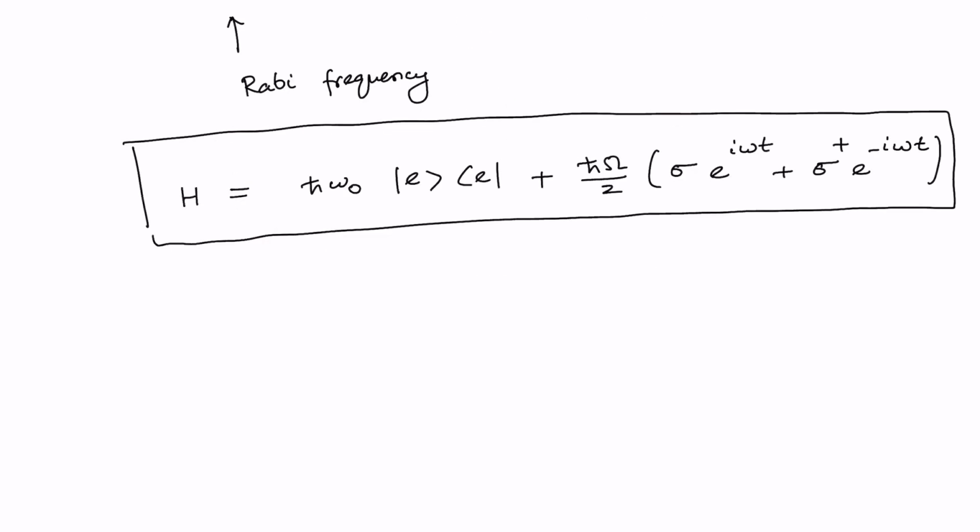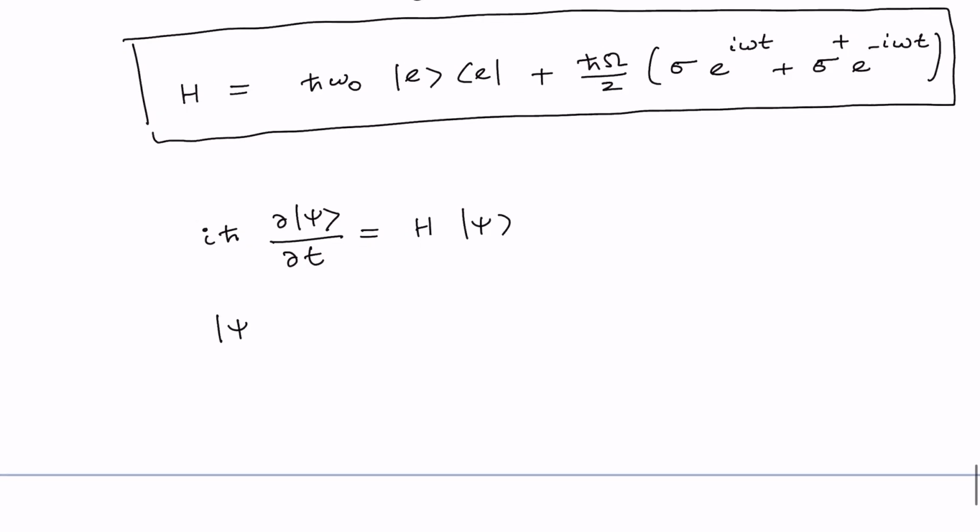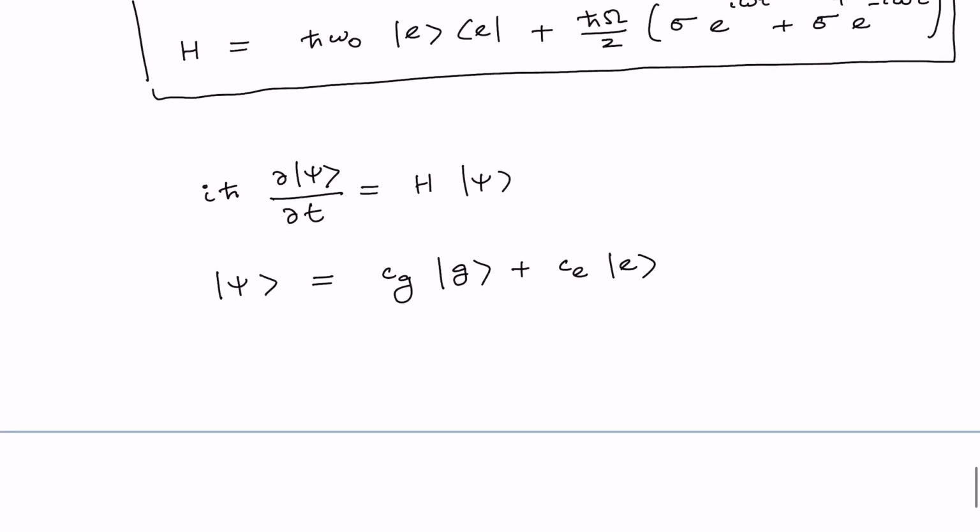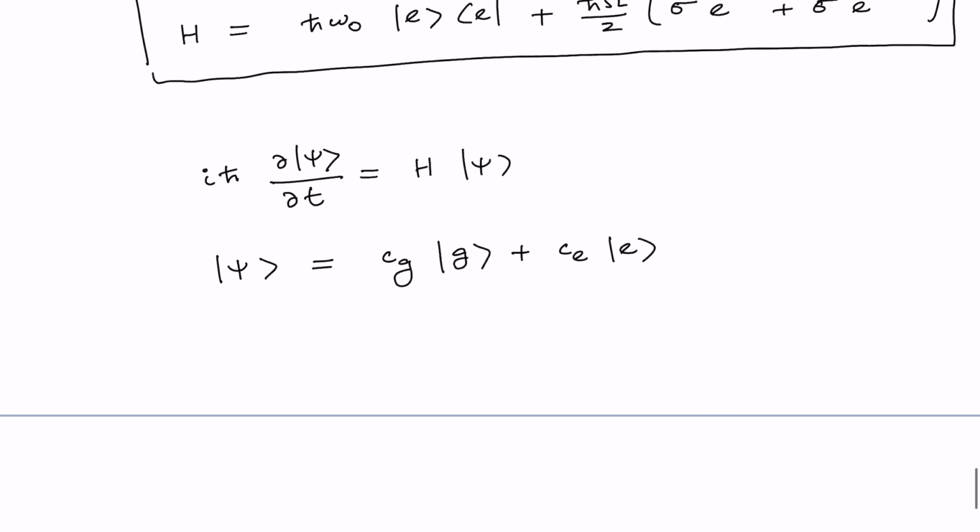To do that, let us write down the Schrodinger equation describing the evolution of the atomic state. The Schrodinger equation is i h cross d ket psi by dt equals H ket psi, where ket psi represents the state of the atom, written in terms of the basis states ket g and ket e as follows, where Cg is the probability amplitude associated with the ground state, and Ce is the probability amplitude associated with the excited state.